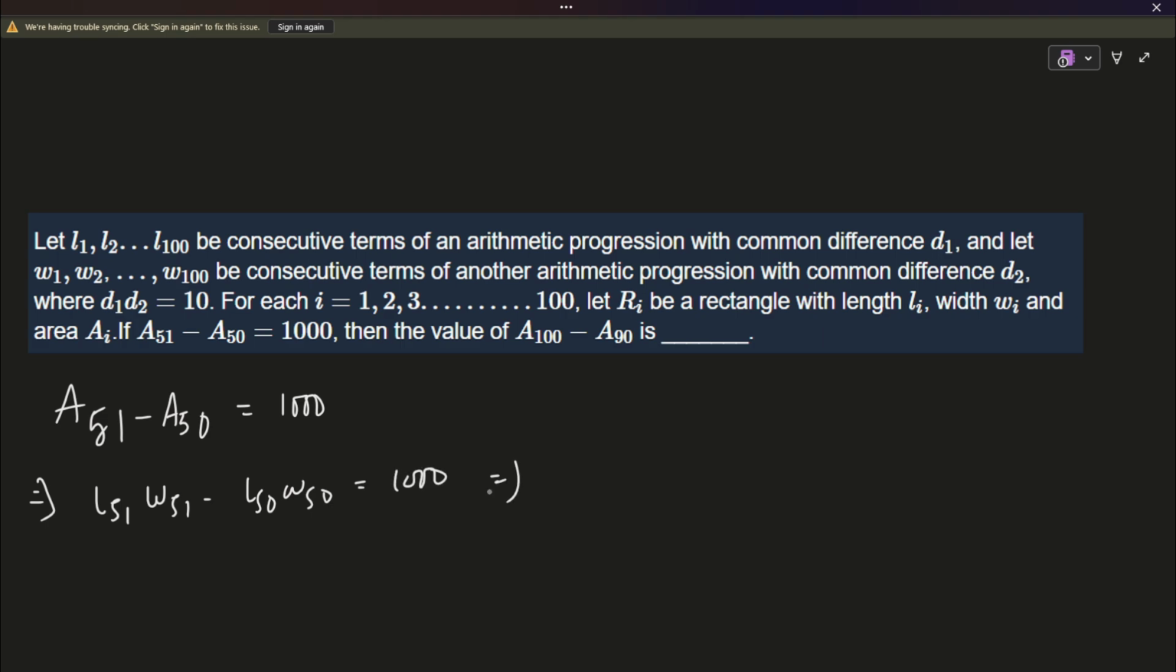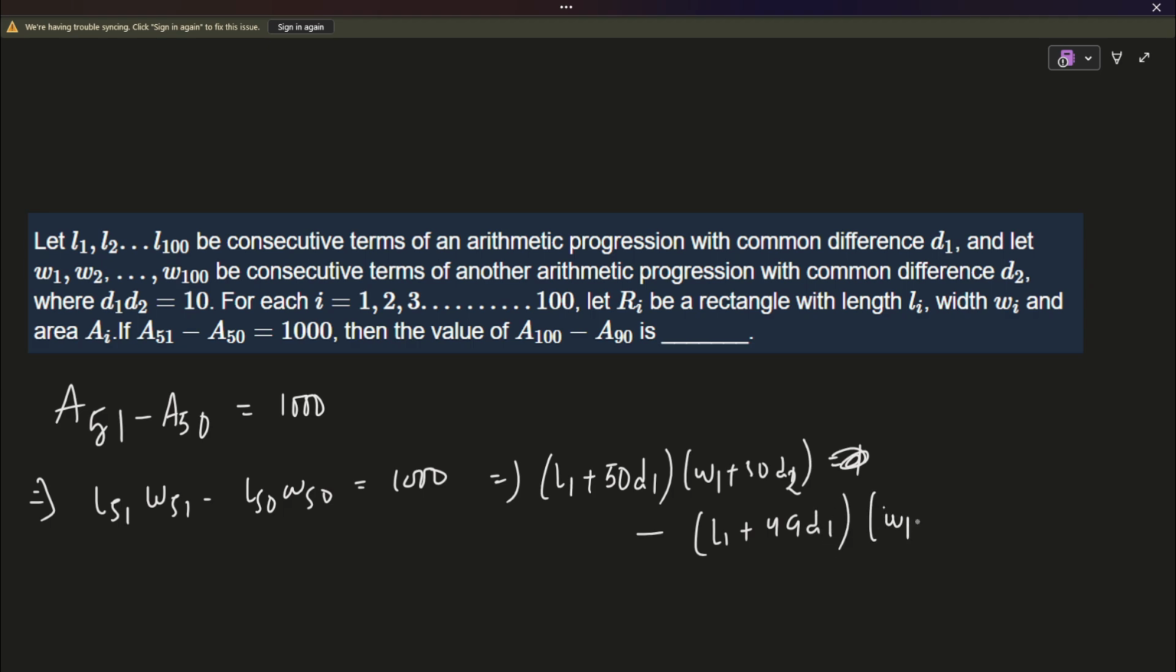Okay. This means that what will L51 be? You know that L51 should be L1 plus 50 d1, and similarly W51 is W1 plus 50 d2. And then it's equal to what? This is L51 W51, and now we have L50 W50 as well, which is L1 plus 49 d1 and W1 plus 49 d2. Okay, and this is equal to 1000.